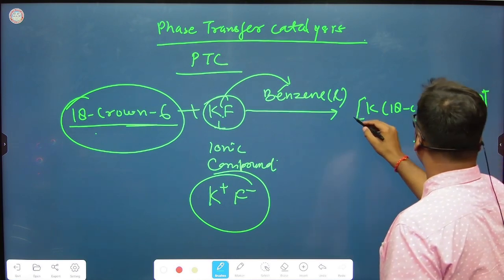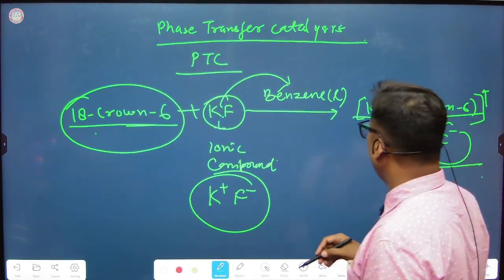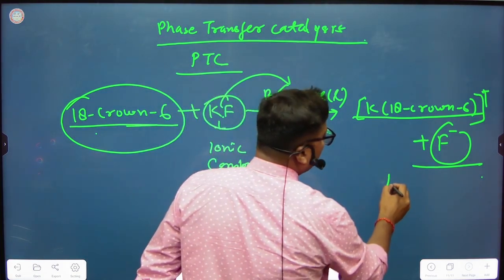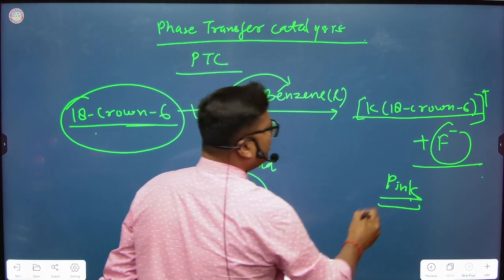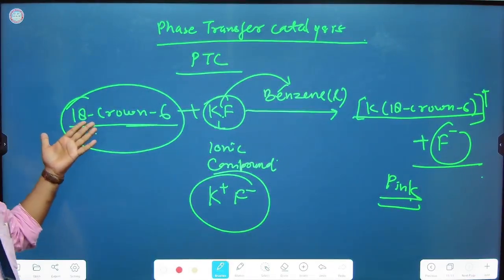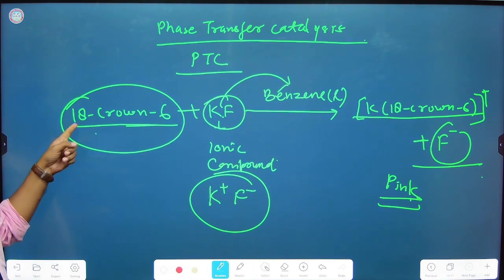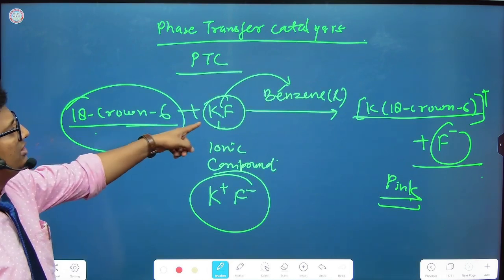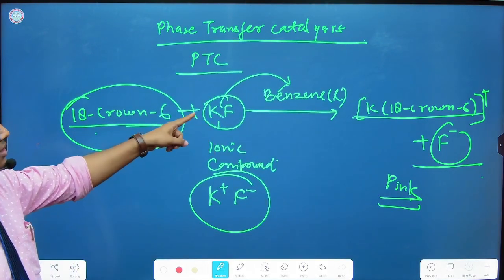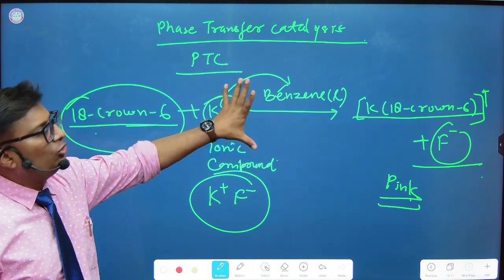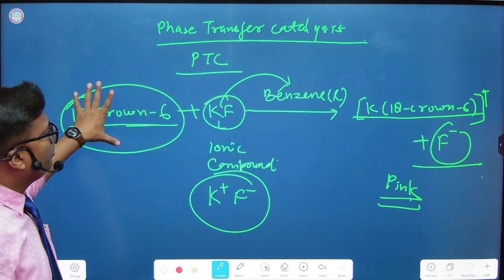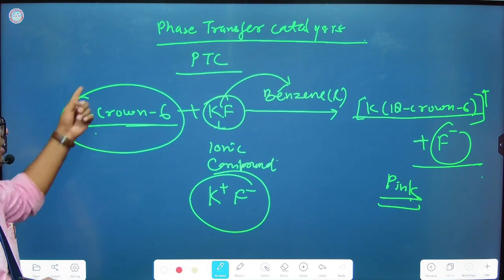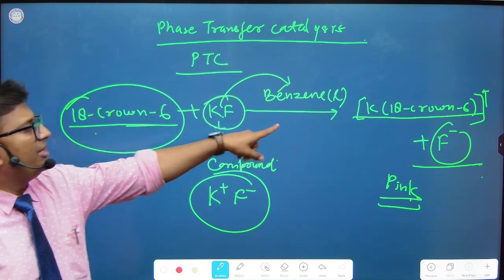Now this ion pair will ultimately dissolve in benzene, and the solution becomes pink. So what is the role of 18-crown-6 here? It acts as a phase transfer catalyst. The potassium fluoride is in the solid state in benzene and insoluble, but in the presence of this compound, the potassium enters the host cavity of this cyclic ligand and forms a complex like that.